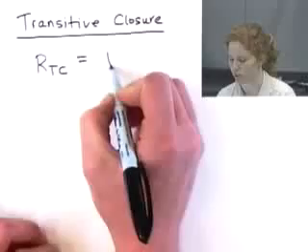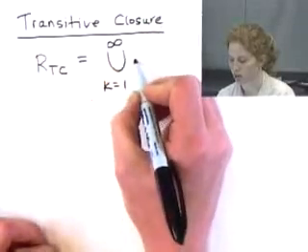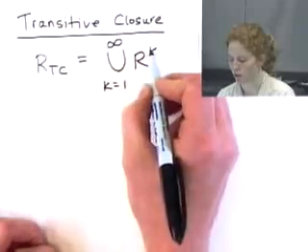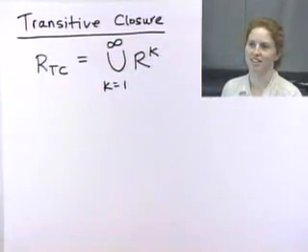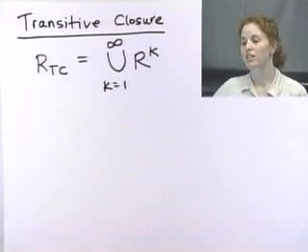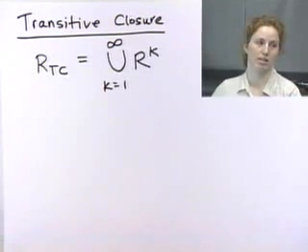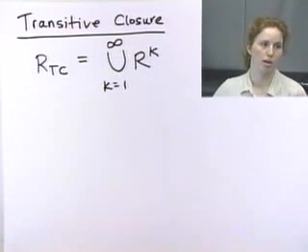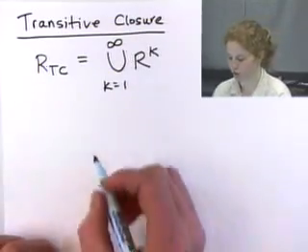So I'm going to tell you what the transitive closure is. It's the union, k equals 1 to infinity, of R to the k. Okay, so I actually have to tell you what taking a relation to a power means. And then we're going to come back to this definition and tell you why it's that. Okay, but let me draw a little picture first.